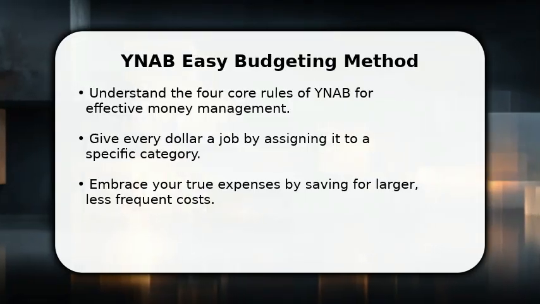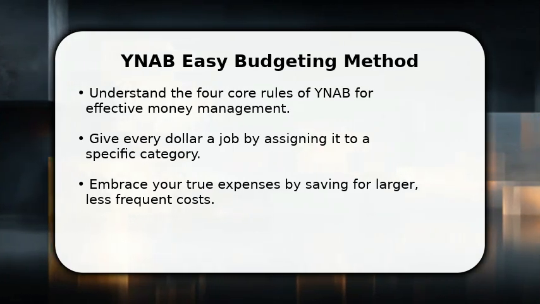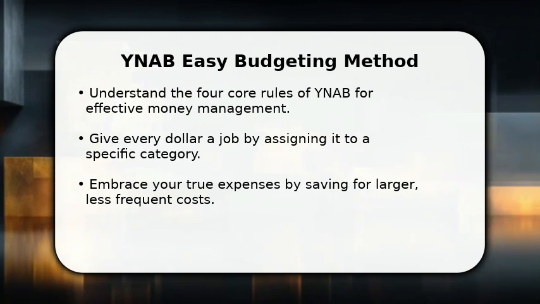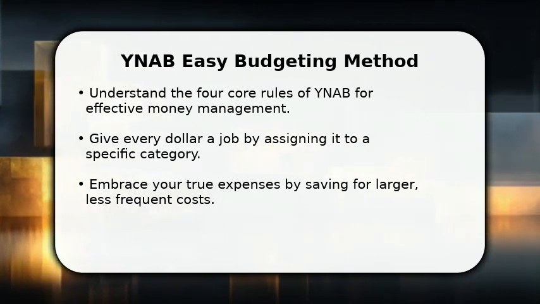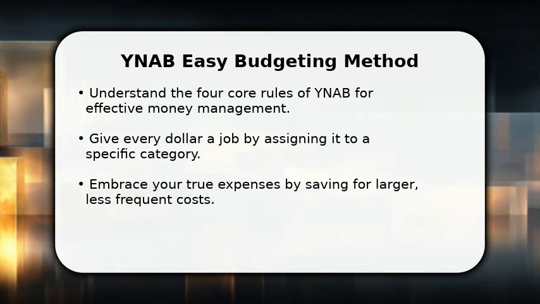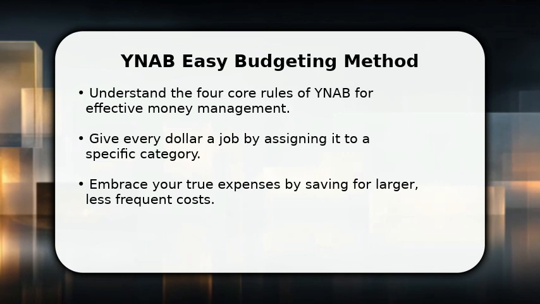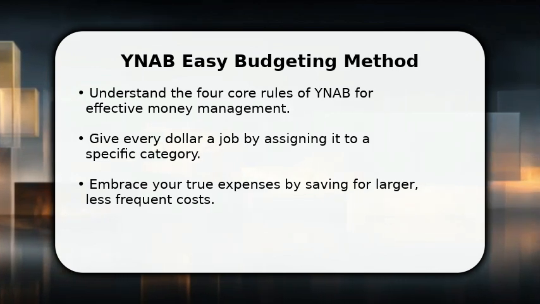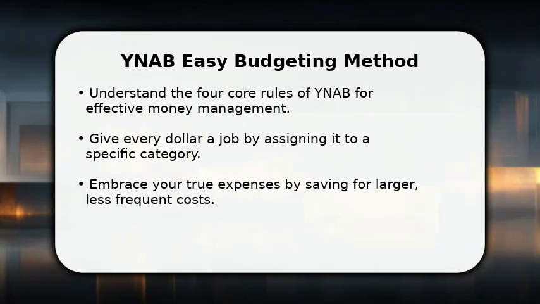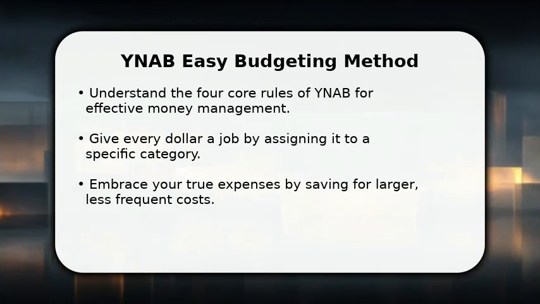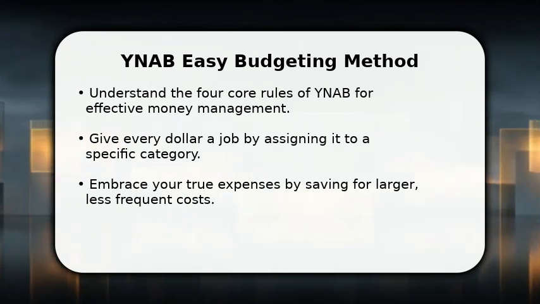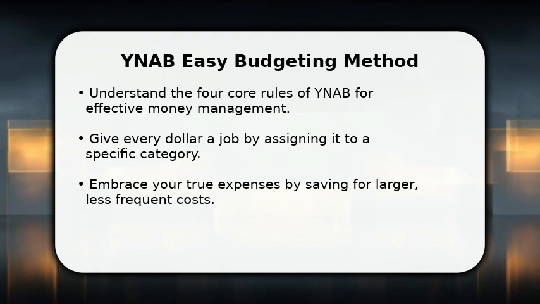In this video, I will explain how to budget with the YNAB Easy method. Start by understanding the YNAB 4 rules. First, give every dollar a job, assigning it to a specific category like groceries or rent. Second, embrace your true expenses by saving for those larger, less frequent costs, such as car maintenance or annual subscriptions. Third, roll with the punches, meaning you adjust your budget as life happens, moving money between categories when needed. Finally, age your money, aiming to spend money that is at least 30 days old.